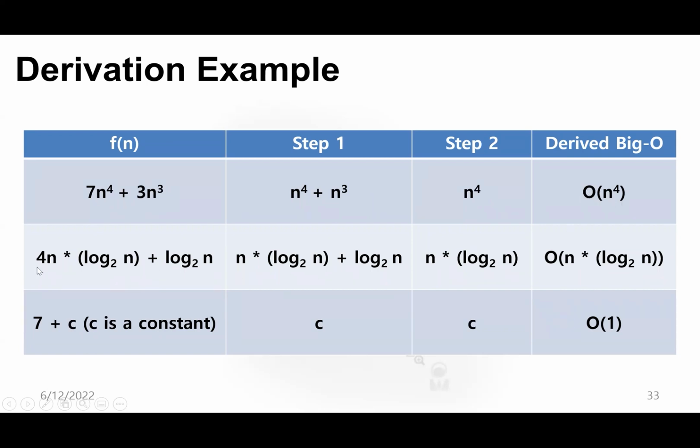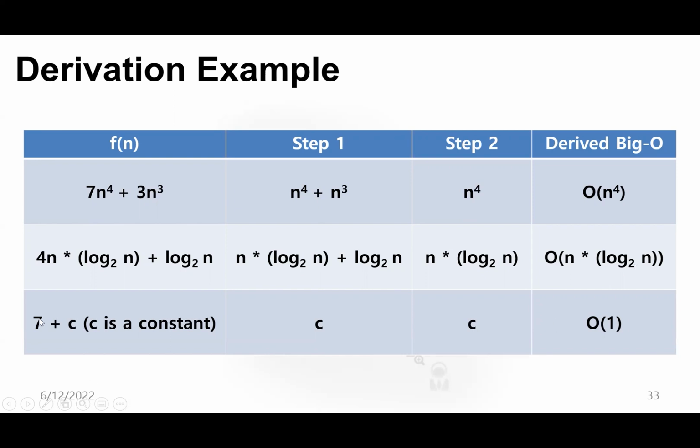If this is your algorithm, the Fn that you get, 4n multiply log 2n plus log 2n, you remove all the coefficients, so you remove the 4. So you're left with these 2 terms, and then keep the largest one. The largest one will be n log 2n instead of log 2n only. So your big O will be order of n multiplied by log 2n.